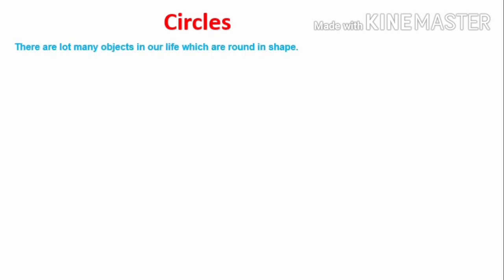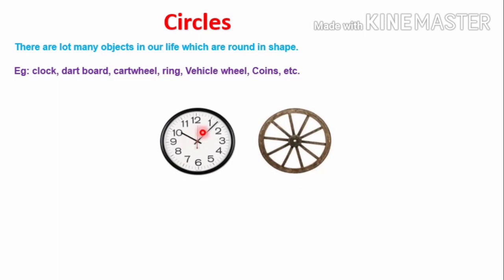Circles. There are a lot of objects in our life which are round in shape. So, let's take some examples. Clock, dartboard, car wheel, ring, vehicle wheel, coins, etc. So here are some examples. The pictures of some circular shaped objects are also shown here. Let's define circles and its related terms.